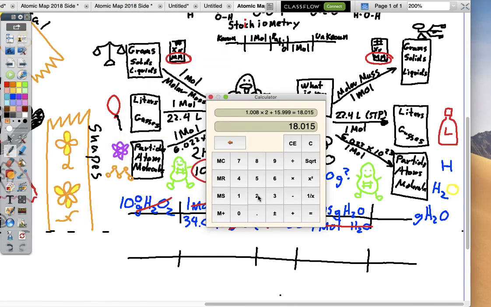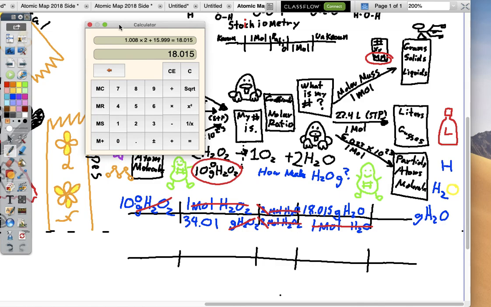All right, you guys ready to math this thing out? Okay, so what I'm going to do is the multiplication first, and I'm going to divide by what? 34.01. So I'm just going to roll across the top. So I have 10.0 times 18.015 divided by 34.01. Is that all correct?